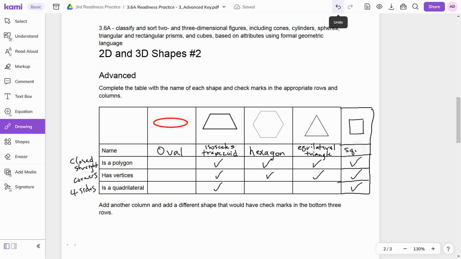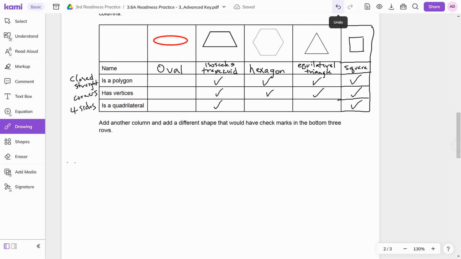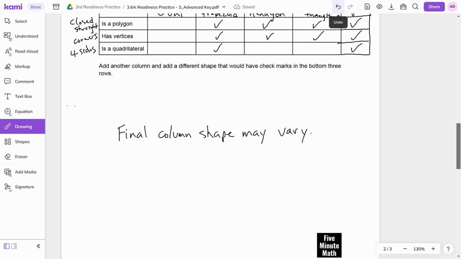A square would work because it's got four sides, it's closed and has straight edges, and it has corners or vertices. So your final column answer, or your final column shape, may vary. You could have put a rectangle, you could have put a rhombus, you could have put a parallelogram, you could have put a kite. There are several things you could have put.